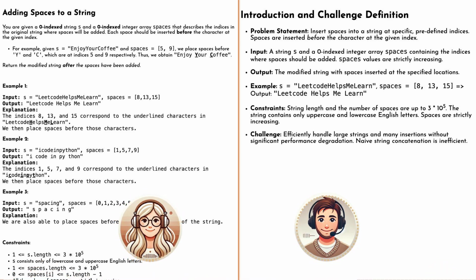So imagine you have a string like "enjoy your coffee", a classic. You're also given an array of indices. Let's say 5, 9. Your mission, should you choose to accept it, is to add spaces into that string right before the characters at those indices. So in this case, the output would be "enjoy your coffee". Simple enough to do by hand, but how do we make a computer do it without writing clunky code? Exactly. And that's where things get interesting.